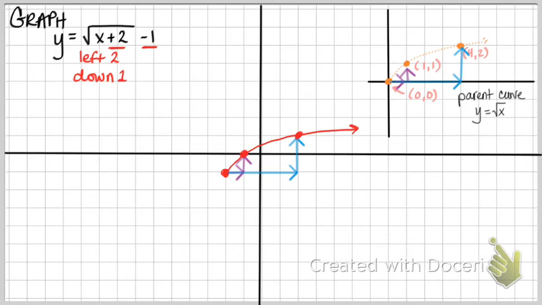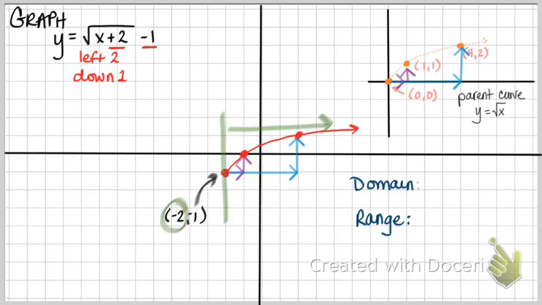To complete the graph, I'll talk about domain and range. My domain is all your input values. If I look at my graph, it only exists from negative 2 and to the right. That means that h value really controls that lower boundary of my domain in this graph. So my domain will be from negative 2 to positive infinity.